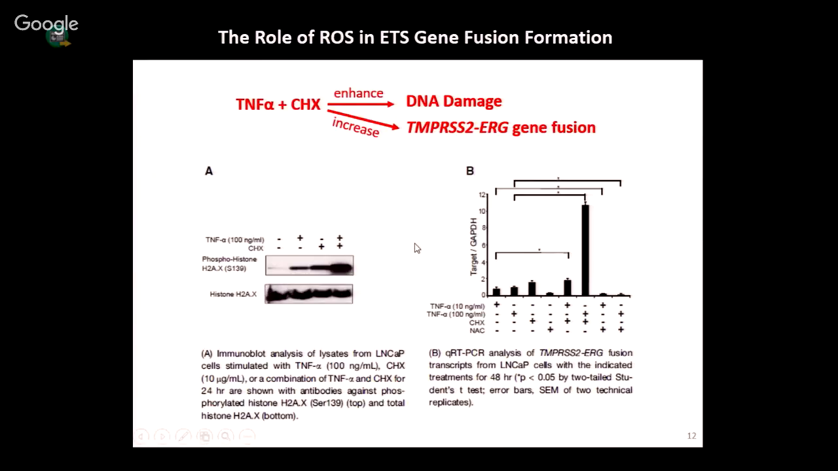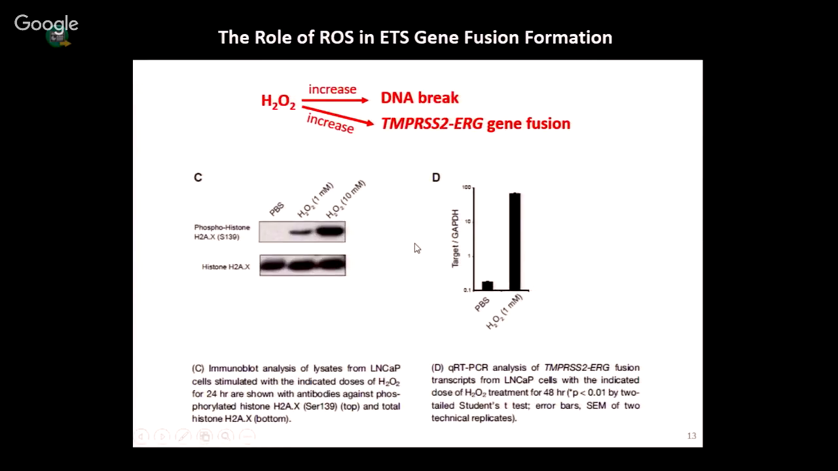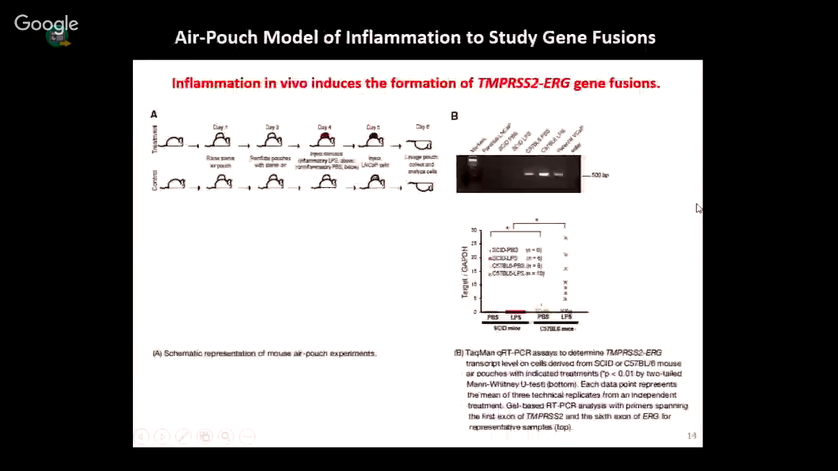And to confirm their hypothesis, they treat with H2O2, which resulted in a dose-dependent increase in DNA breaks, and TMPRSS2-ERG gene fusion formation also confirms this conclusion. Thus, they explore whether gene fusions can be induced by inflammation in an in vivo setting. They use a well-studied murine model of in vivo inflammation, as the picture shows here.